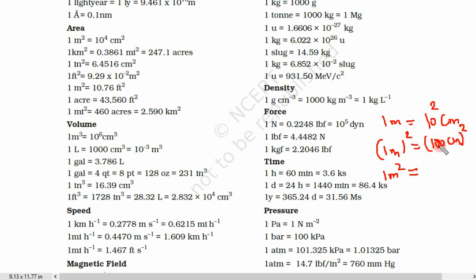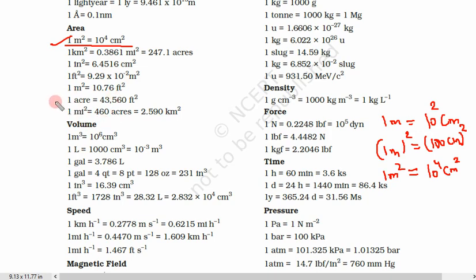So what do we get? This is 10 to power 2, square of that, so 10 to power 4 centimeter square. In this way we do the conversions. So let us see what these conversions are. This first one is definitely needed: 1 meter square is 10 to power 4 centimeter square. 1 kilometer square, this is generally not needed. 1 inch square, this is also not needed. 1 feet square, no. 1 meter to foot, no.